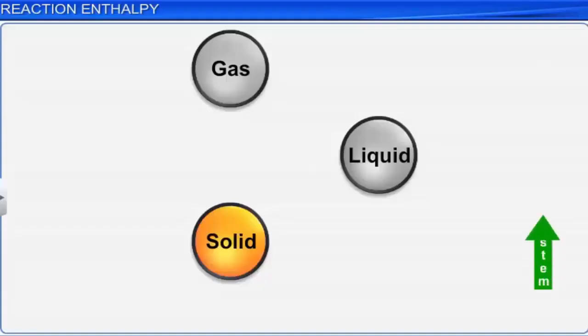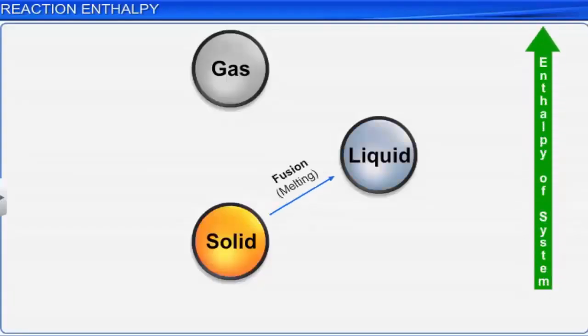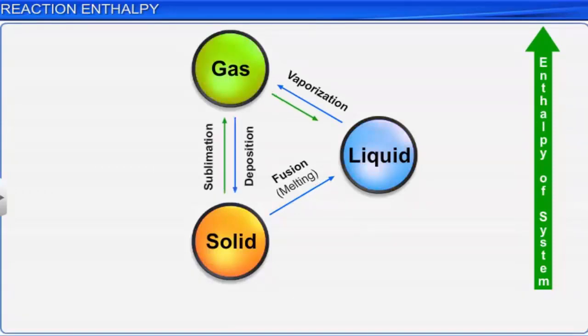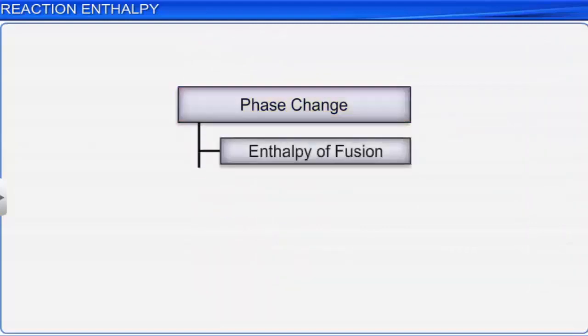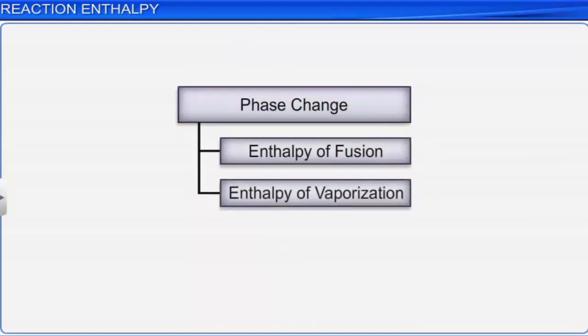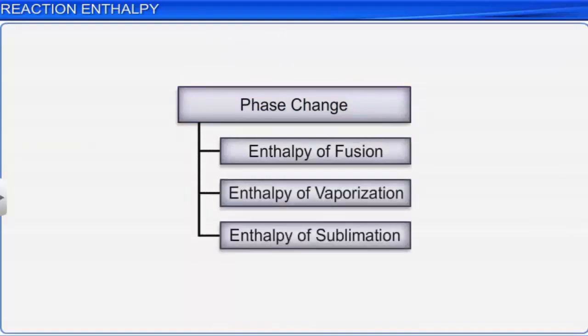The process by which matter is converted from one state into another is known as phase change or phase transition. The enthalpy or heat changes accompanying these phase changes are enthalpy of fusion, enthalpy of vaporization, and enthalpy of sublimation. Let's look at each type in detail.